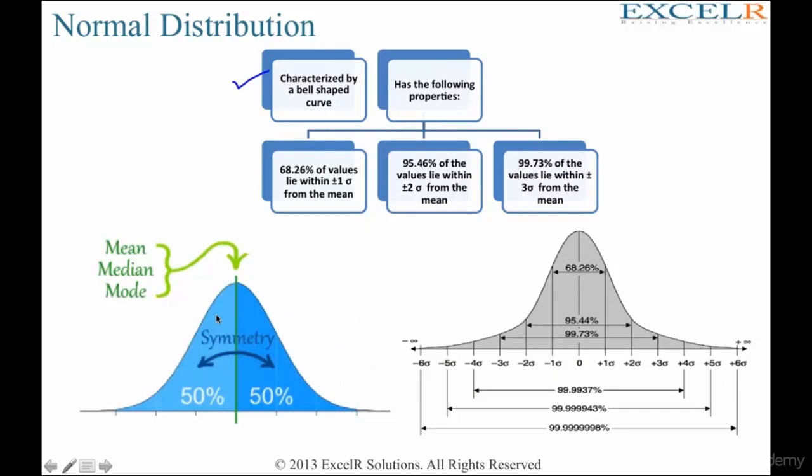So on the left and the right side you would find 50% of the data. And it has these properties. You'll have to focus on these properties rather than on how these values are calculated.